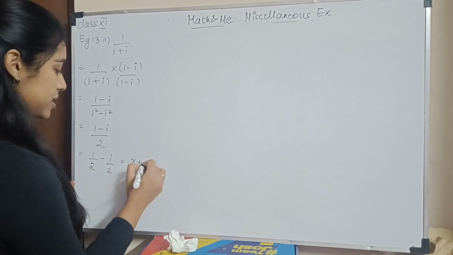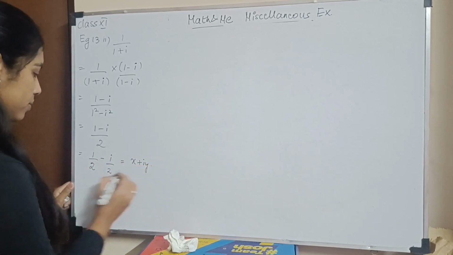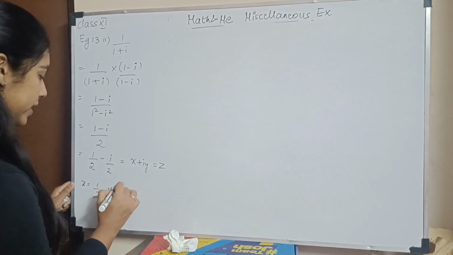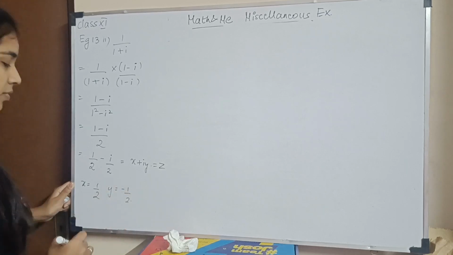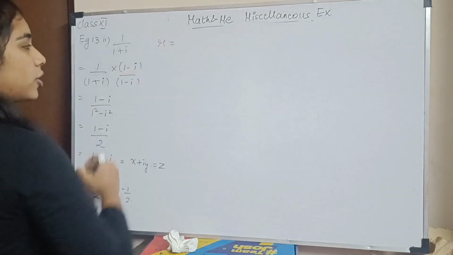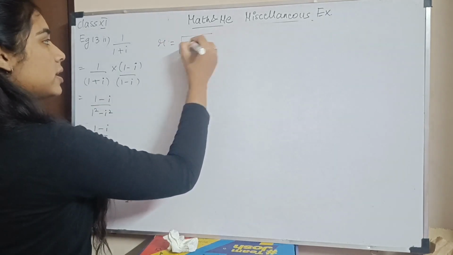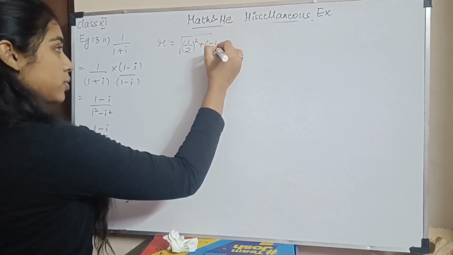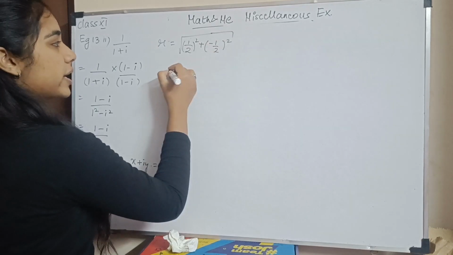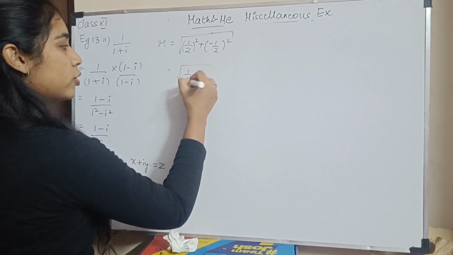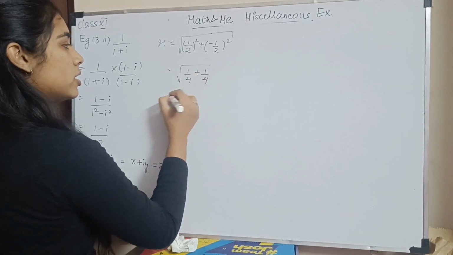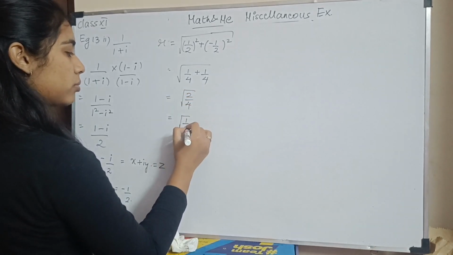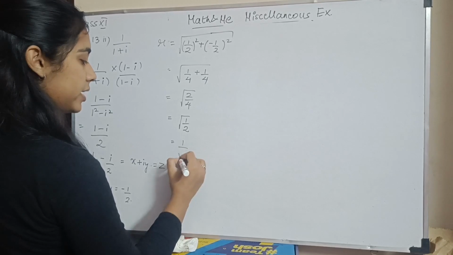Is this in the x plus iy form? So this is my z. So x equals half, y equals minus half. Now, what is my modulus? r equals root of x squared plus y squared, that is, root of 1 by 4 plus 1 by 4, which is root of 2 by 4, which is root of 1 by 2, which is 1 by root 2.